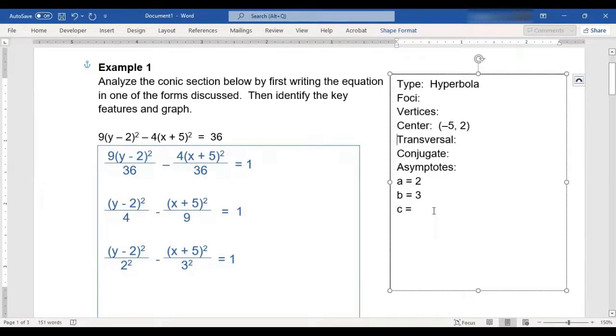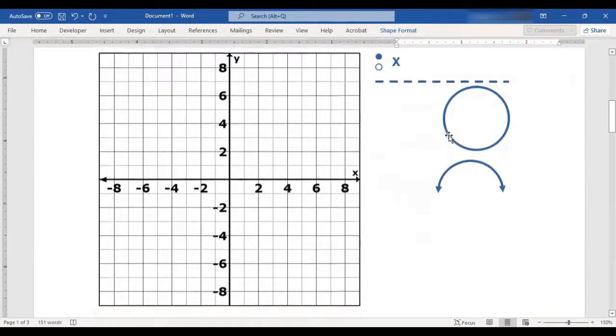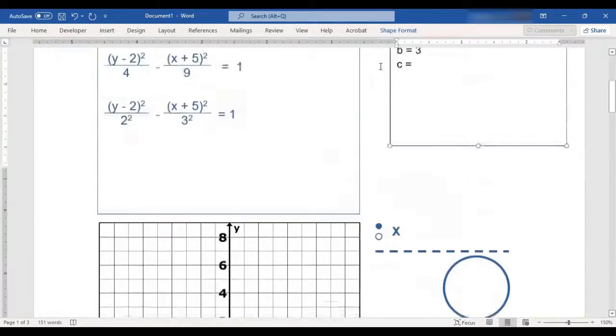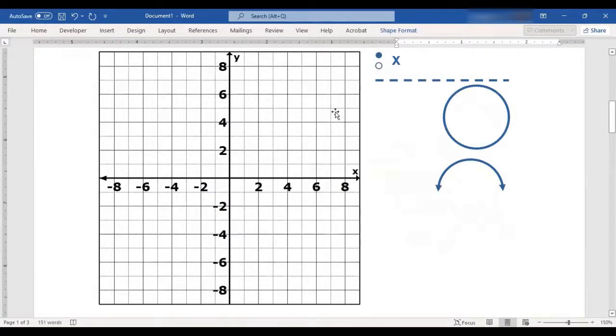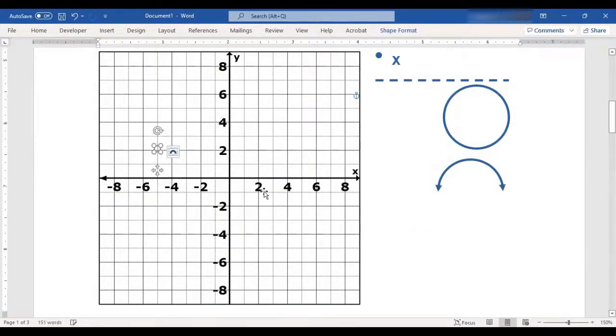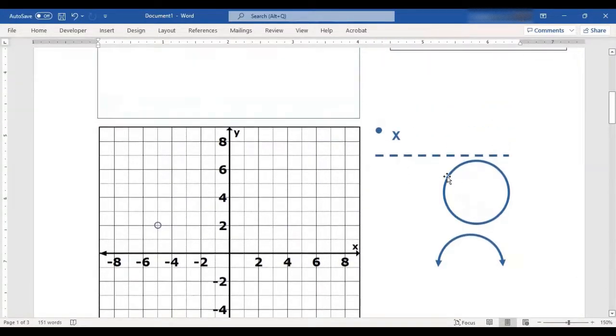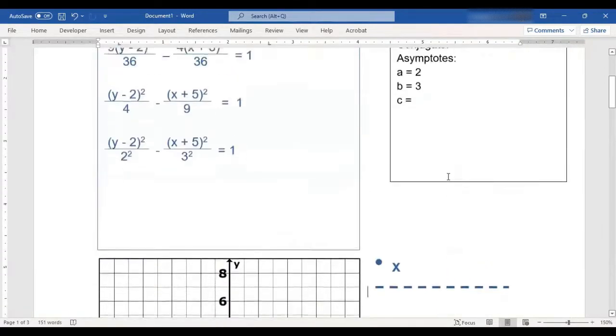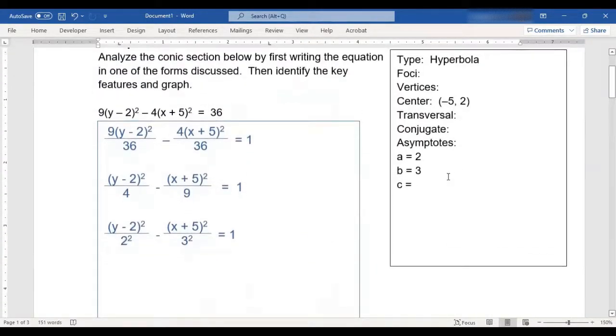There are a couple of different ways that you can go about doing this. I like to do a mixture of algebra and graphing at the same time. So what I'm going to do is graph what I know so far. I have -5, 2 as the center. So I'm going to go over to -5, 2 and graph my center. Now I won't need this because I'm not making an ellipse. There we go.